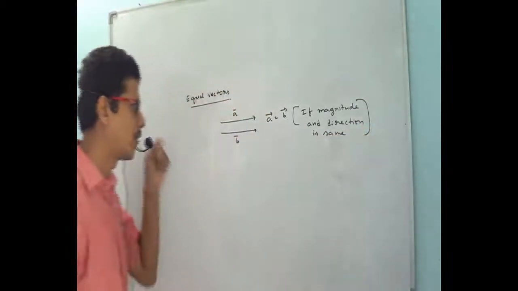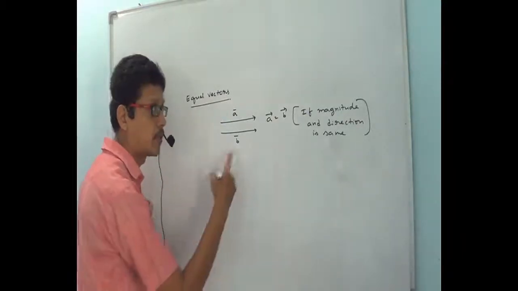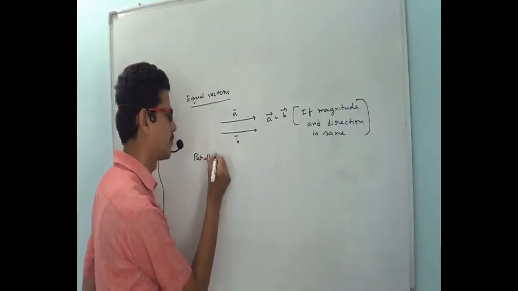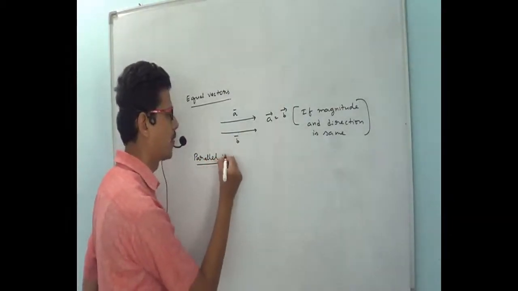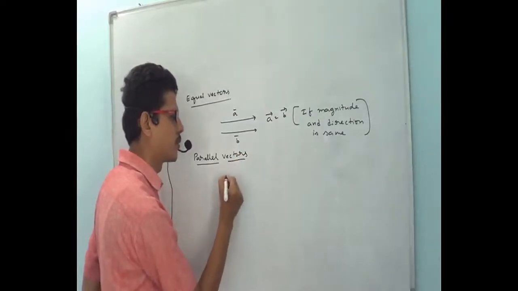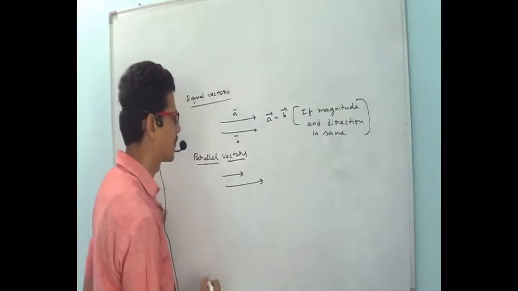Next we have parallel vectors. The diagram, you can draw the diagram like this. Next, parallel vectors. So their magnitude may or may not be same, but they are parallel.